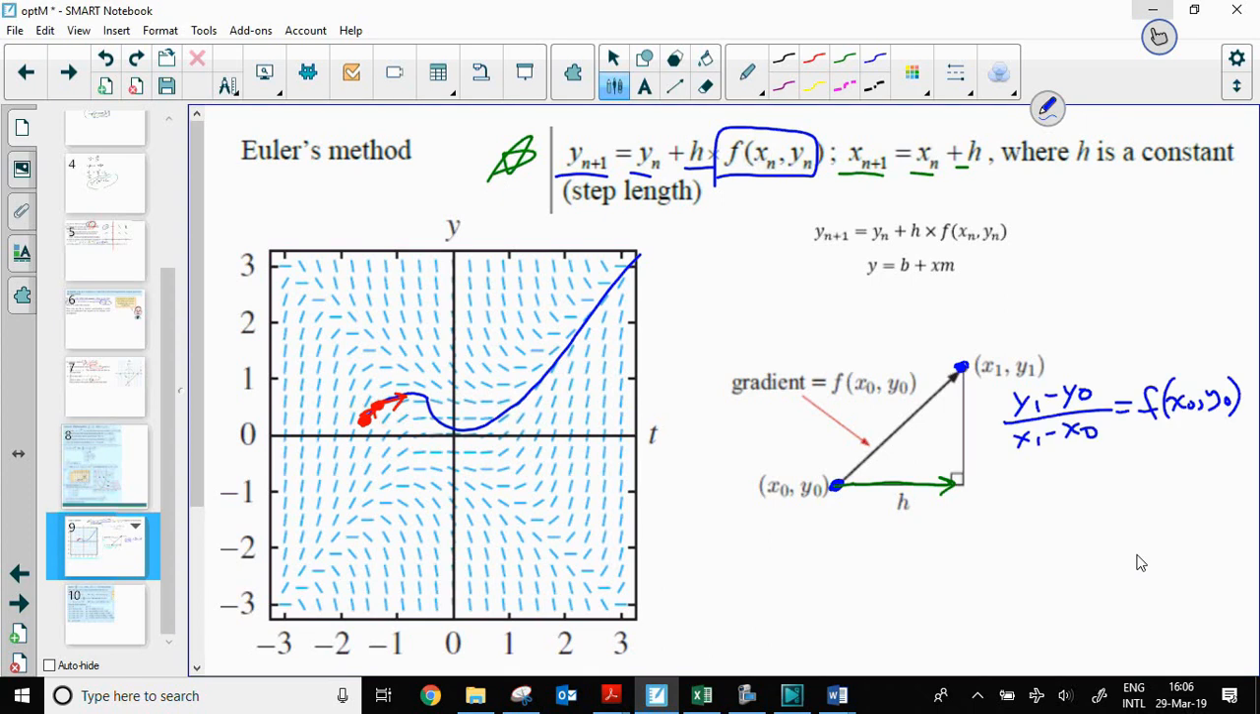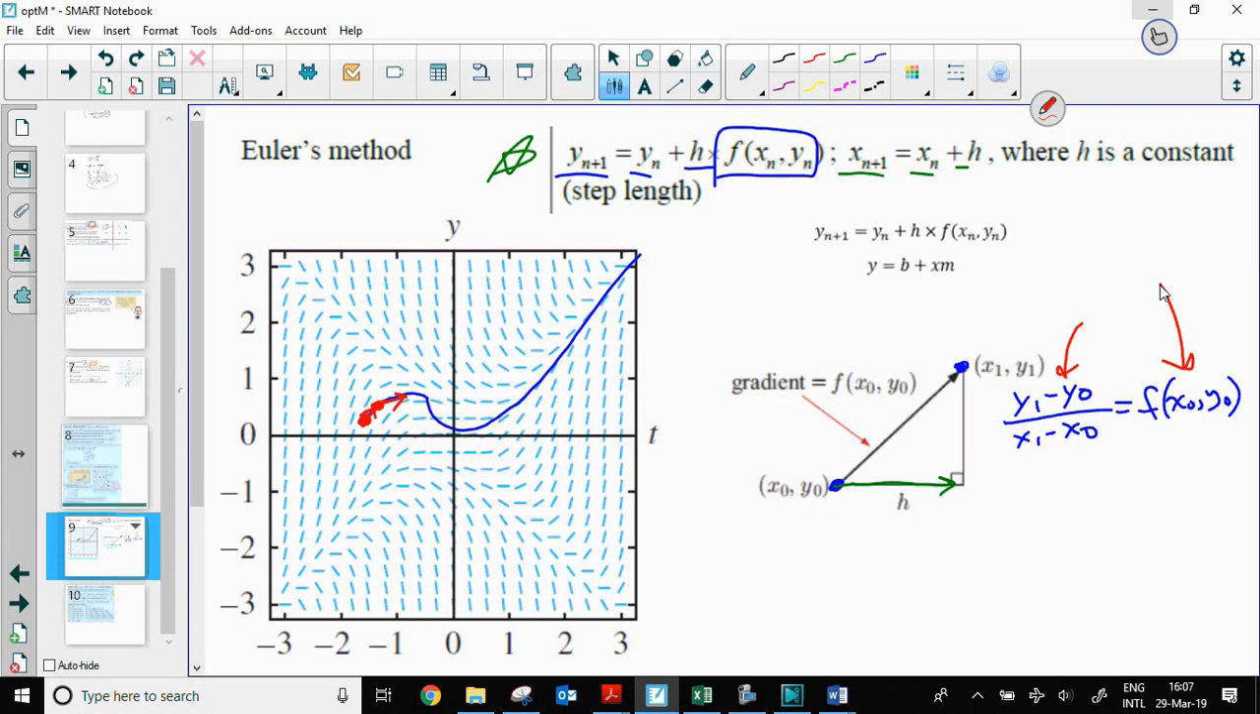To justify the way to get from y sub n to y sub n plus 1 here, let's consider that the gradient is, first of all, defined by our slope field. So we have some function of x and y. However, just using the slope formula, we can rewrite that as y sub 1 minus y sub 0 over x sub 1 minus x sub 0.